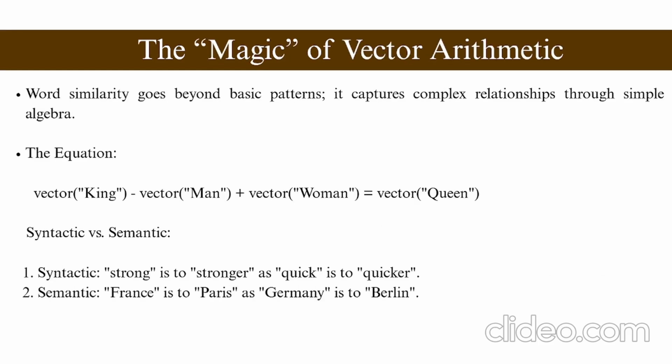The most famous discovery of this research is the ability to perform vector arithmetic to solve analogies. The researchers found that if you take the vector for the word king, subtract the vector for man, and add the vector for woman, the resulting vector is very close to the vector for queen. This indicates that the model has not just learned these words as related, but it has actually captured the concept of gender and royalty as directions in space. This magic of vector arithmetic proves that the model is capturing the underlying structure of human thought and language.